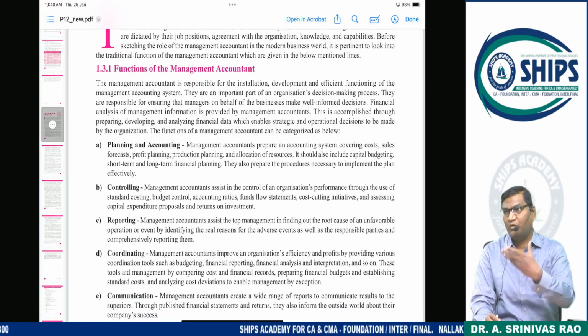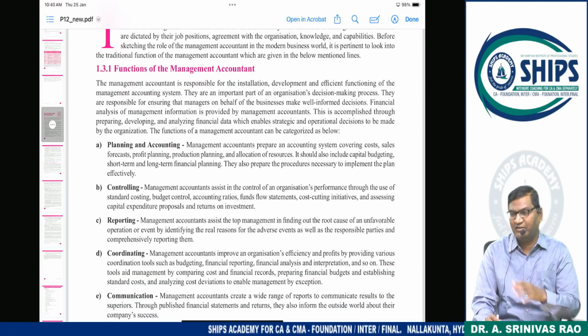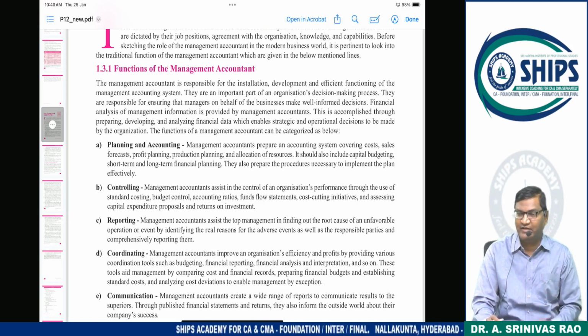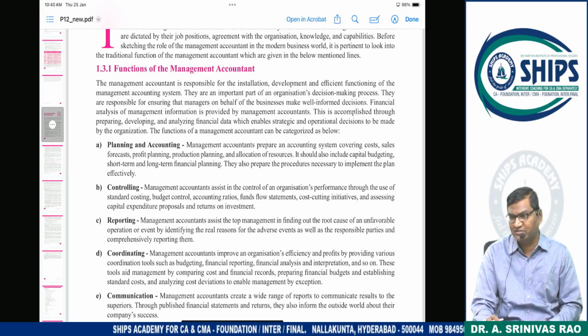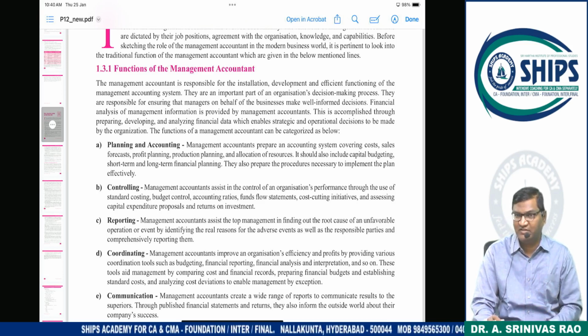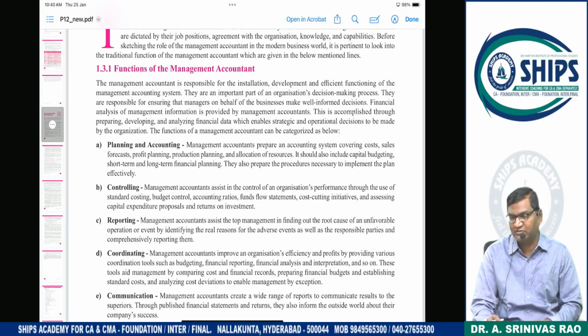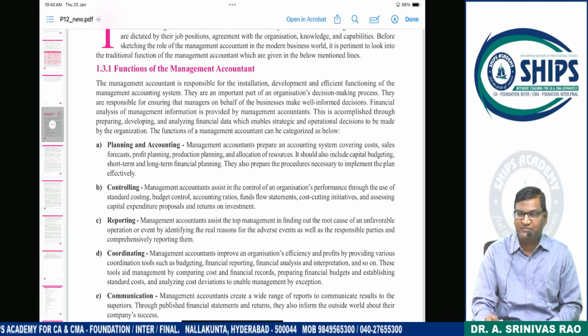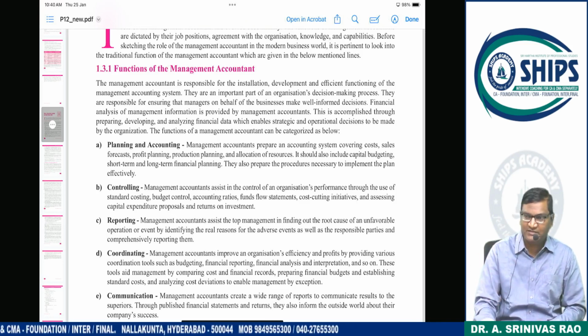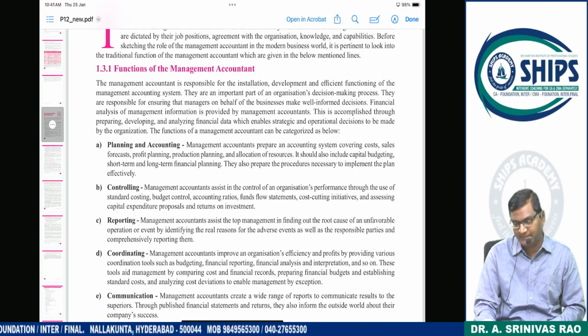Like accounting professionals will have different functions. Financial accountant is having different functions, cost accountant is having different functions, finance manager is having different functions. Similarly, management accountant will also have different functions. So the areas in which management accountant has to work are generally called functions of management accountant.